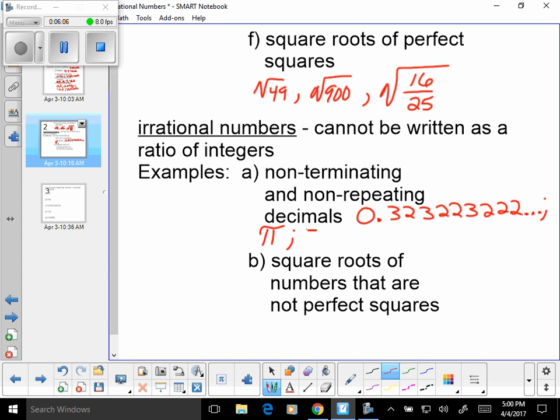And you can also have the negative idea. So you can have negative 1.2122122212 dot, dot, dot, etc. We don't have that many examples of irrational numbers. The only one we really have is the square roots of numbers that are not perfect squares.